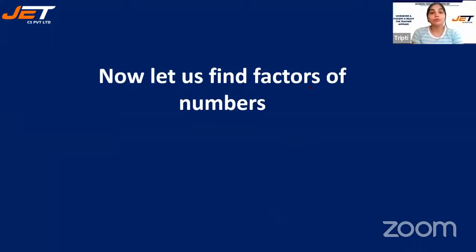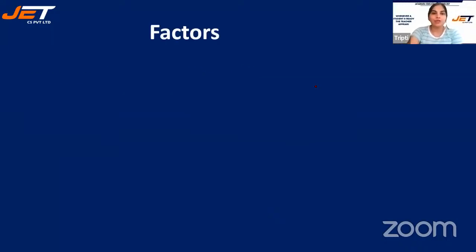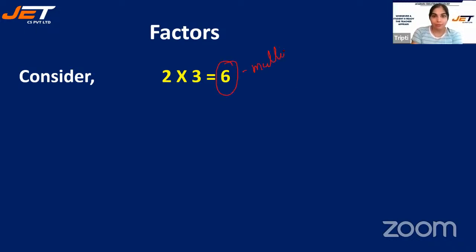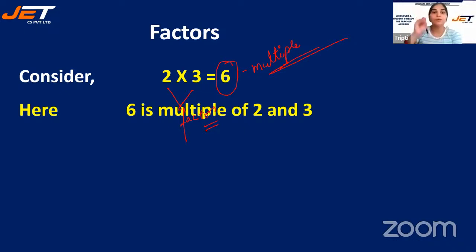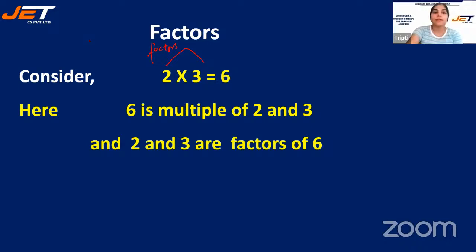Now let's do factors. What are factors? So here I'll show you 2 times 3. What is 2 times 3? It's 6. Now you know that 6 is a multiple. But 6 is a multiple of what? 6 is a multiple of 2 and 3. 2 and 3 are the factors here. 6 is a multiple, 2 and 3 are factors. So the multiple of 2 and 3 is 6, or 6 is the multiple of 2 and 3, and the factors of 6 are 2 and 3. Okay? 2 and 3 are the factors of 6.